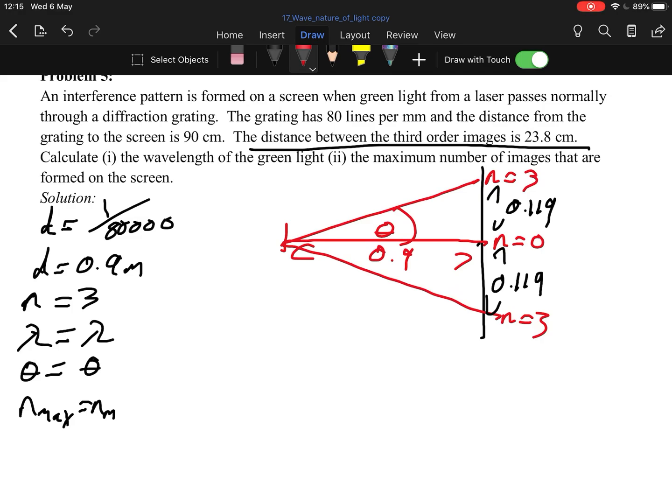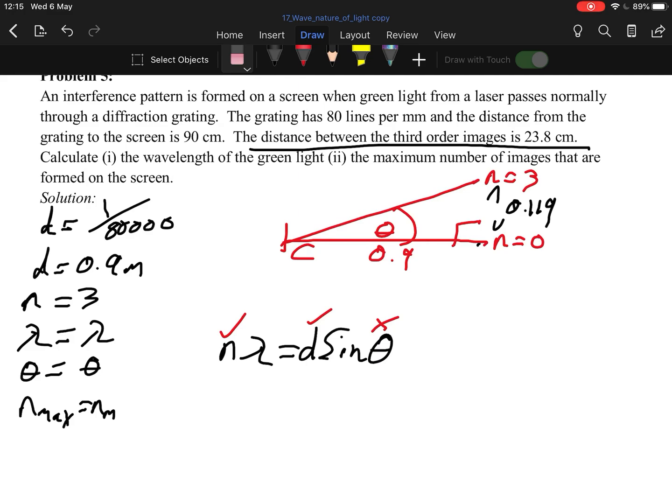So we just need to find our angle there, don't we? We're a little stuck, are we? So the first question is, let's look at the question. Find lambda. Well, n lambda equals d sine theta. We don't have theta, so we need to find that. Remember what we did in the last question. Look at what we have. We have a right angle triangle here. If we cut that in half, we have a right angle triangle.